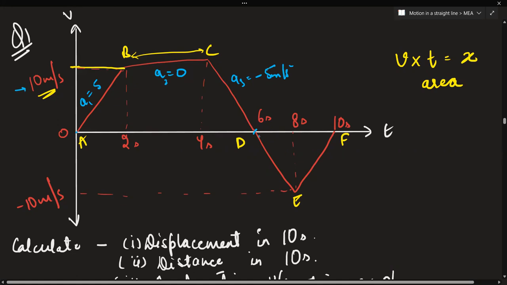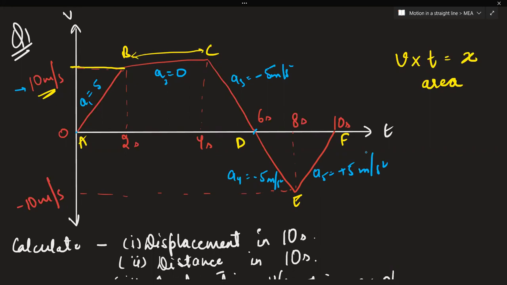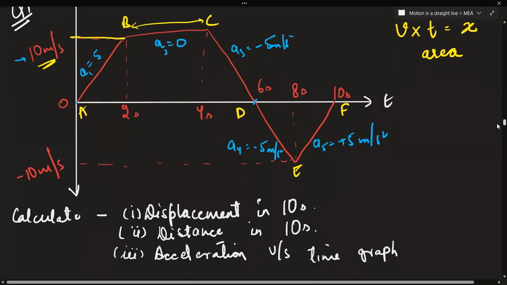Then from 6 to 8 seconds, this is minus 10 here. Initial velocity is 0. So 0 minus minus 10 makes it minus 10. So here also acceleration comes out to be minus 5 meter per second square. Here acceleration will be plus 5 meter per second square. So we have just calculated the magnitude to check how the graph will look. Let's say for this part we have the magnitude as 5.